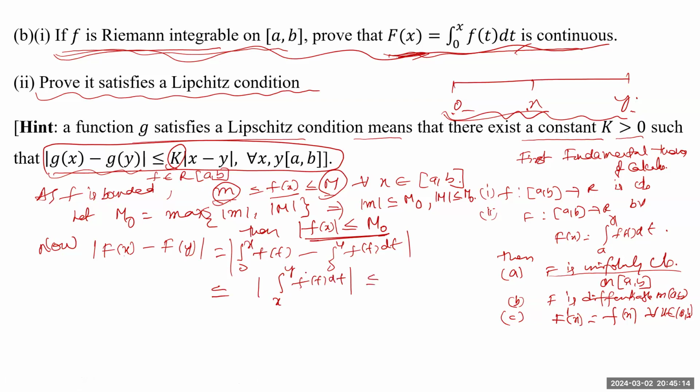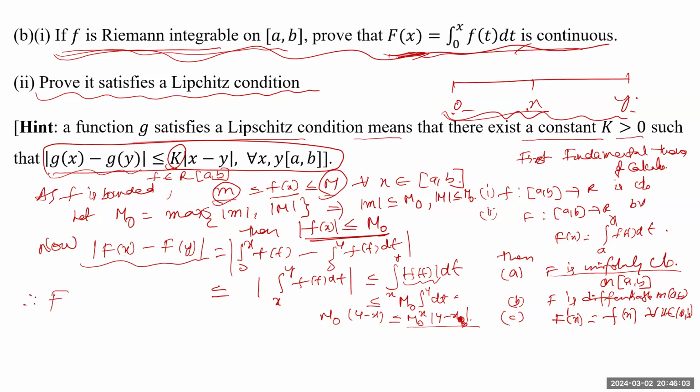But we know the properties of integrals: this is less than or equal to integral of mod f of t dt from x to y. We know that f of t is bounded by m naught, so this is m naught times integral x to y dt, that is m naught times y minus x. Of course, that is less than or equal to m naught times mod y minus x. See, modulus of f of x minus f of y is less than or equal to m naught times mod y minus x. So this fulfills the condition of Lipschitz. So your capital F therefore is Lipschitz.